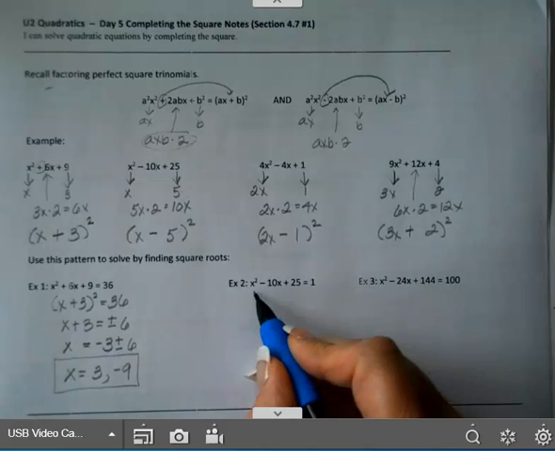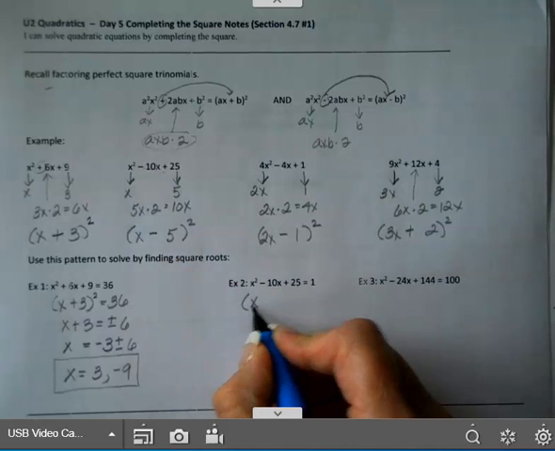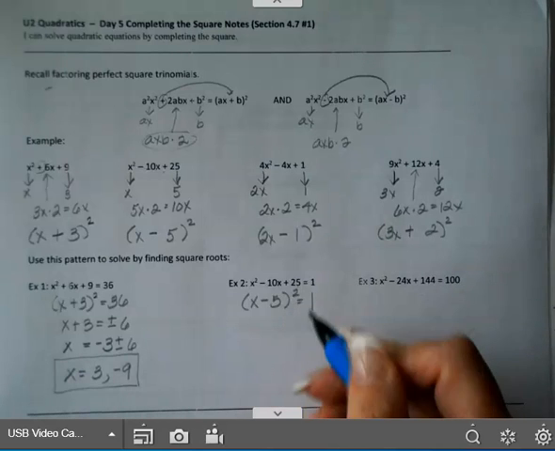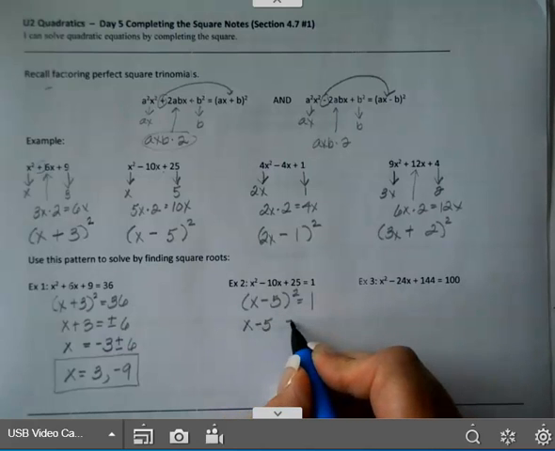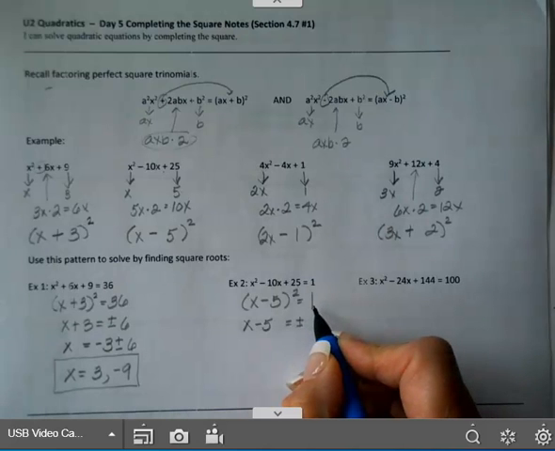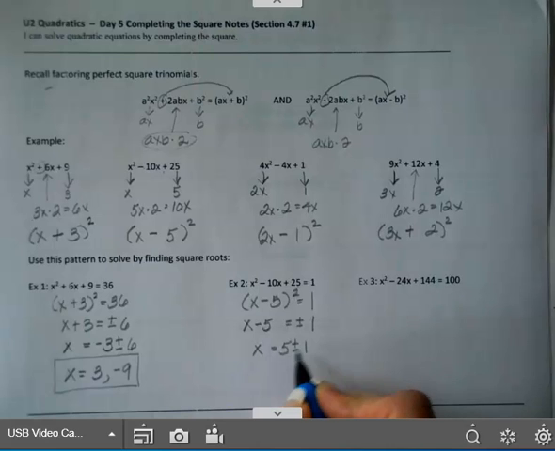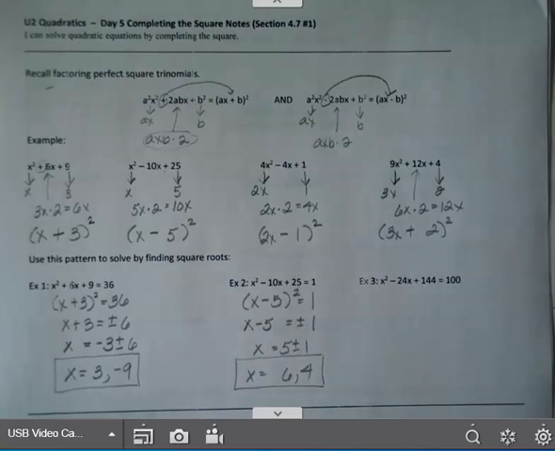On the next one, we did factor this one above here. So I'm just going to copy what we got above. So that factored into x minus 5 squared equals 1. And now square root both sides. So x minus 5 equals plus or minus. The square root of 1 is 1. Now I'm going to add 5 to both sides. 5 plus 1 is 6. 5 minus 1 is 4. And there are my two solutions.